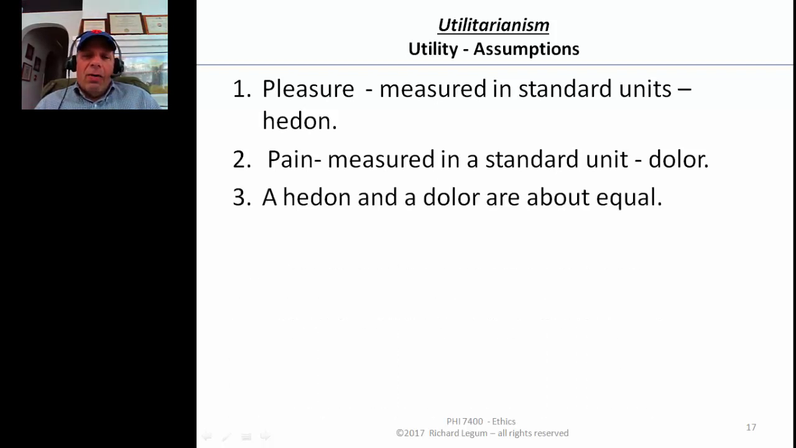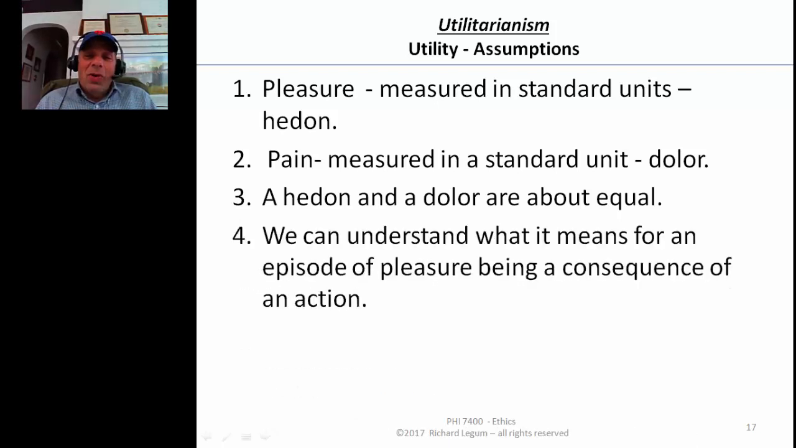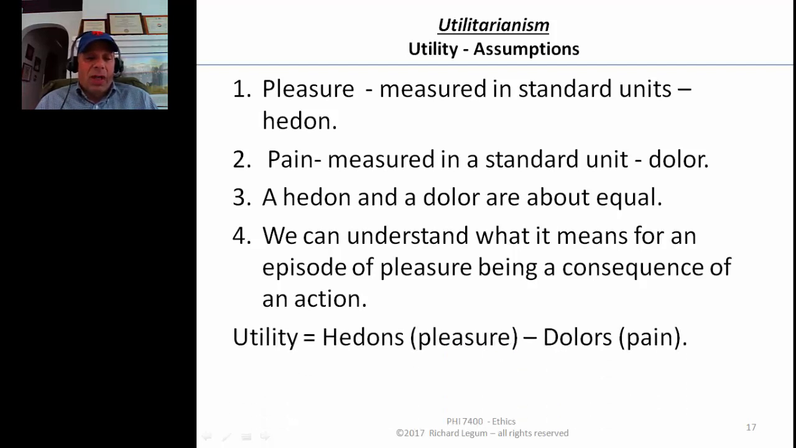Now, what we have to do is say a hedon and a dolor are, and maybe about equal isn't right. Maybe they have to be sort of equal. That is, we might say pain and pleasure offset each other. So 1 unit of pleasure, a hedon, can be offset by 1 unit of pain, a dolor. So they're about equal measures. Now, the fourth assumption we're going to make is that we can understand what it means for an episode of pleasure to be a consequence of an action. The idea is somebody does something, and as a result, it causes people pleasure or pain. At least we're going to assume that that makes sense.